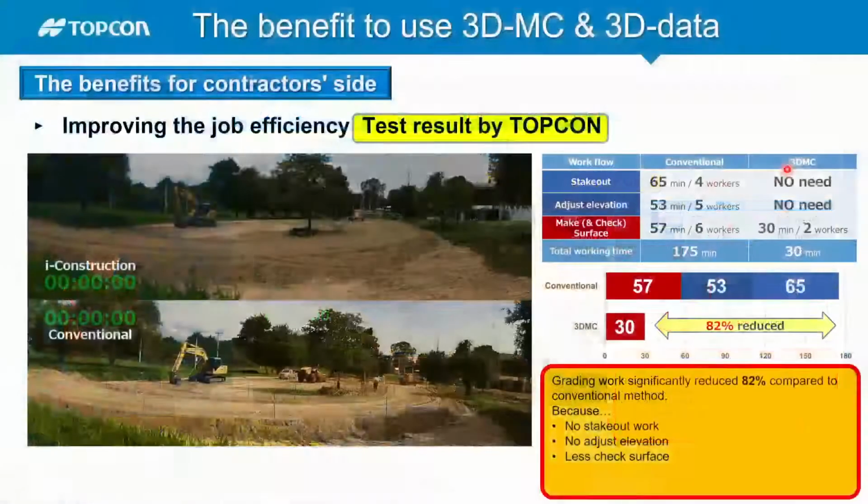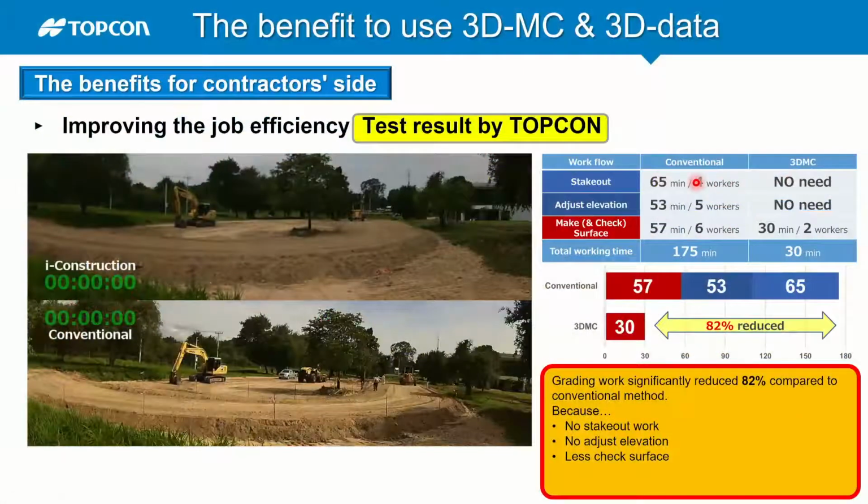So basically for conventional, you need about this amount of time, 65 minutes with 4 workers, and with 3D MC, no need. For adjust evaluation, you need about 53 minutes and 5 workers, whereas with 3D MC you do not need it. For survey checking, you need 6 workers and this amount of time, whereas with 3D MC you require about half an hour with 2 workers only.